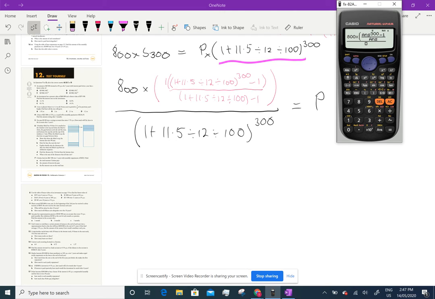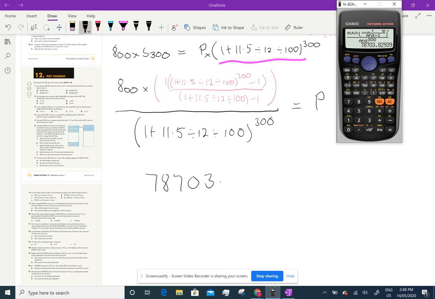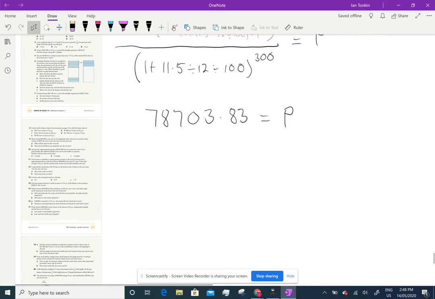Whoops, too many answers there. Minus 1. I go to the end, put a parenthesis. I come downstairs and I just go, my answer to the power of 300. And that's the correct answer, $78,703.83. So $78,703.83 is how much she can borrow, but they only want it to the nearest 100.